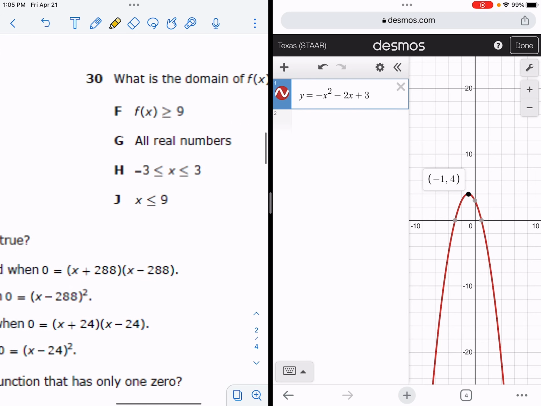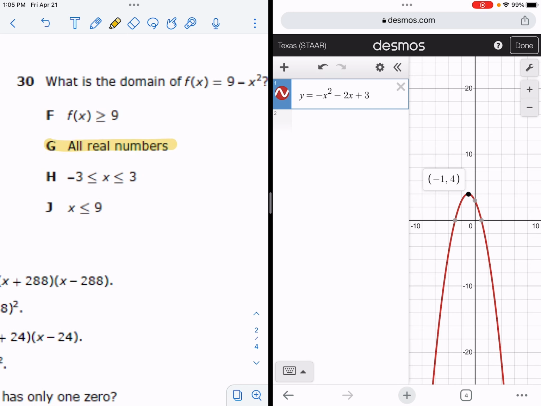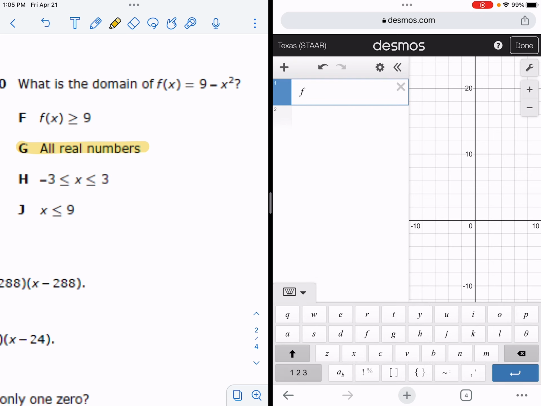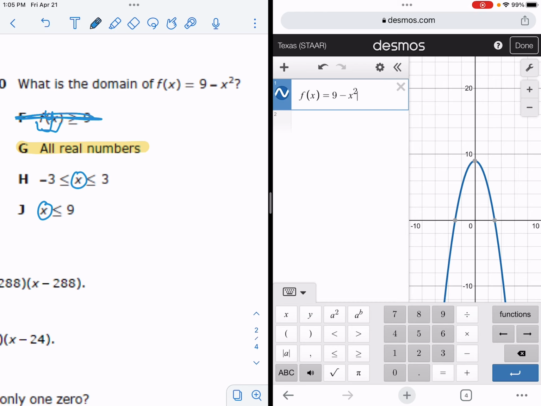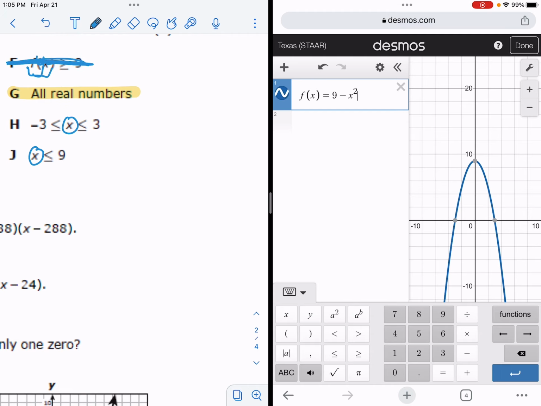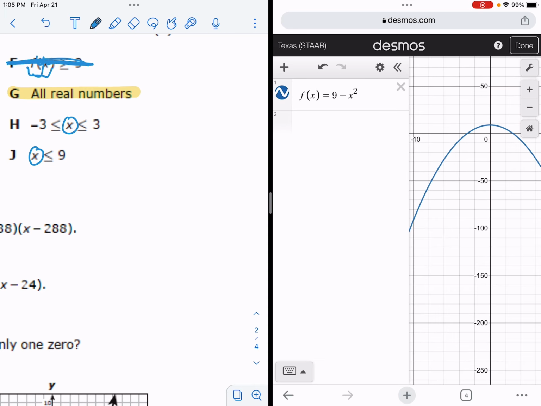Okay. The next question says, what is the domain? Well, anytime you have a quadratic, the domain is all real numbers, but let's type it in and look at it. So f of x equals 9 minus x squared. Okay, so domain is always x, and so you want something to do with x, not f of x. That's the same as y, and so don't look at that. That's a distractor. Okay, and so for this function, if I zoom out, you can see it keeps going forever to the left and forever to the right.